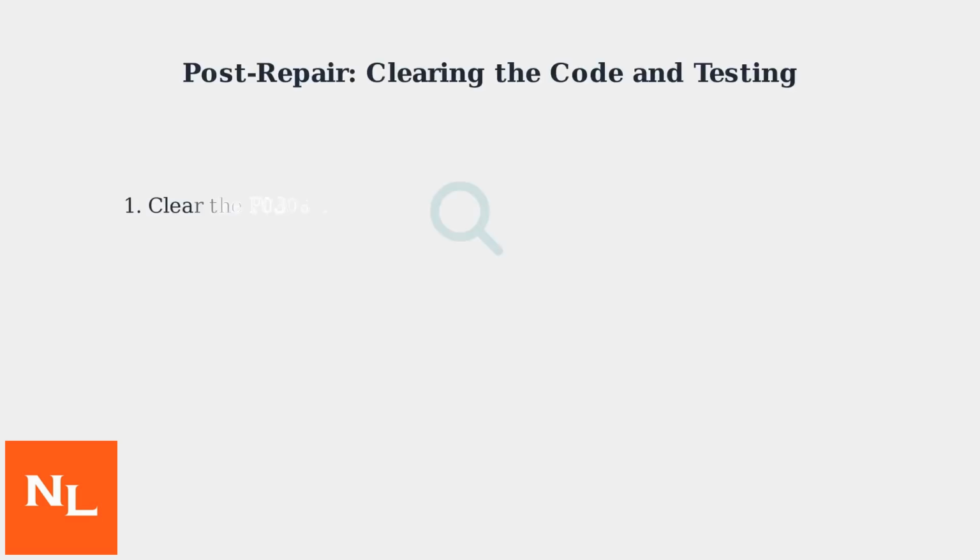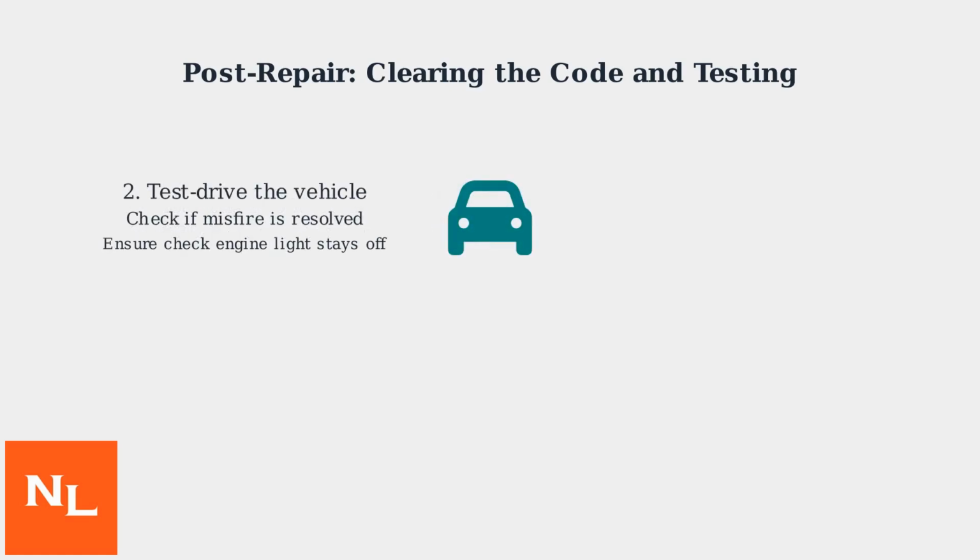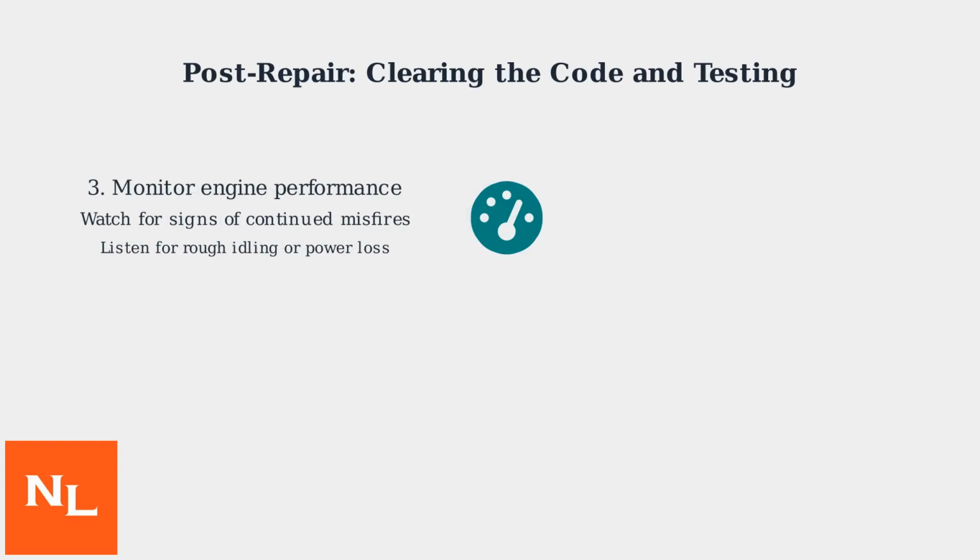After completing any repairs for the P0308 misfire code, begin by clearing the diagnostic code using your OBD2 scanner. Next, perform a test drive of the vehicle to confirm the misfire has been resolved. Drive under various conditions and verify that the check engine light does not reappear. During and after the test drive, carefully monitor the engine's performance. Listen for any signs of continued misfires, such as rough idling, hesitation, or loss of power.